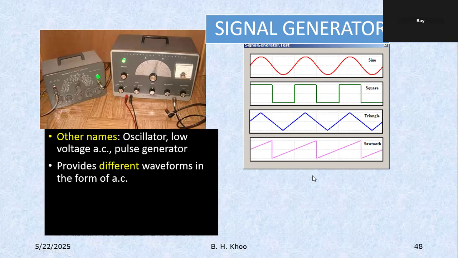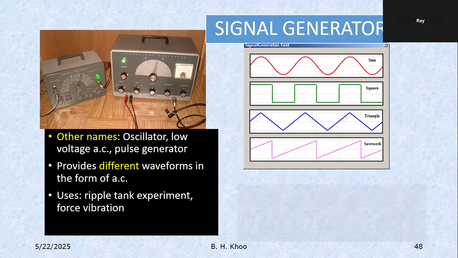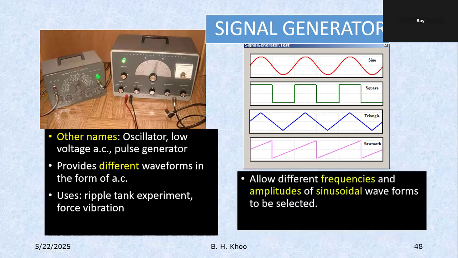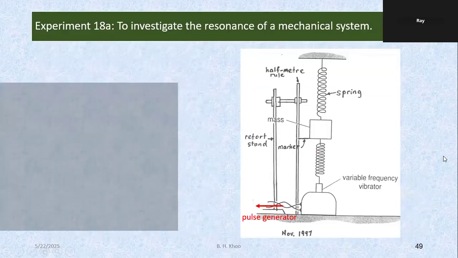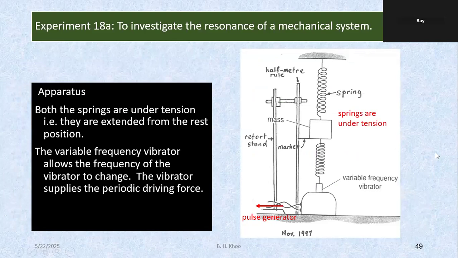Use different waveforms, used in ripple tank experiment or forced oscillation. It allows different frequency and amplitude of sinusoidal waveform to be selected. Right? You can change the frequency of the alternating current or voltages. It's usually variation in voltage. And this is one of the experiments, right?